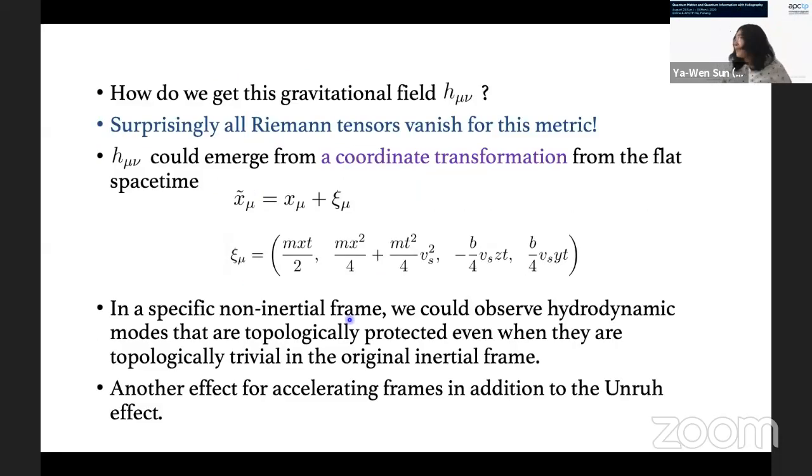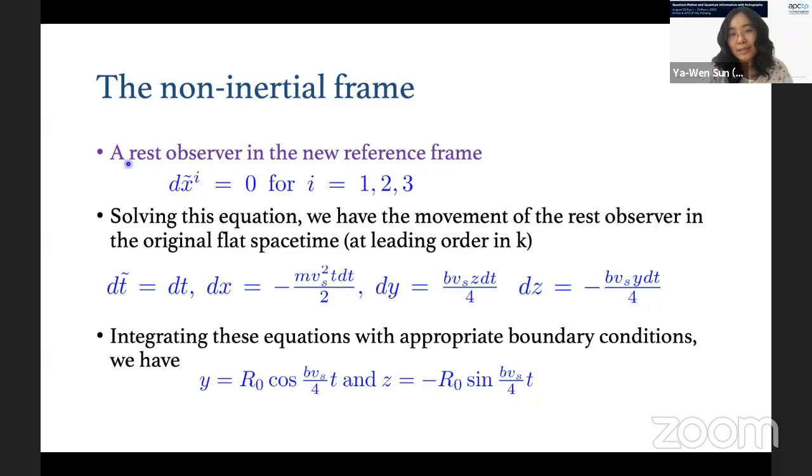Now the last step is to see what this coordinate transformation corresponds to. So what is this special non-inertial frame? This can be found just from this coordinate transformation. We see what a rest observer in the new reference frame is. For a rest observer in the new reference frame, it has to have this dx^i tilde equal to 0 for the spatial directions. And solving this equation, we could find this special non-inertial reference frame.